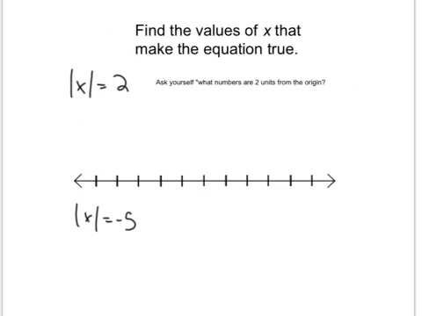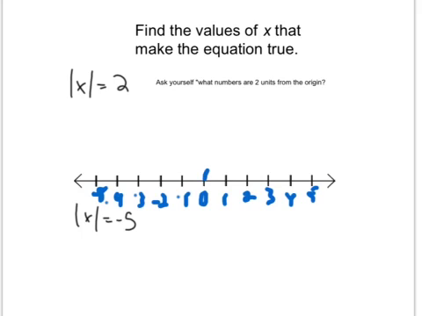Okay, in the last example it says find the values of x that make the equation true. Okay, so in this one I want to know what numbers have an absolute value of 2. Okay, so I'm going to ask myself what numbers are 2 units away from the origin, because that's what absolute value means, it's the distance from the origin. So numbers that have an absolute value of 2 are 2 spaces away from 0. Well, again, here's 0, 1, 2, 3, 4, 5, and negative 1, negative 2, negative 3, negative 4, negative 5. Which of the numbers are 2 spaces away from 0?